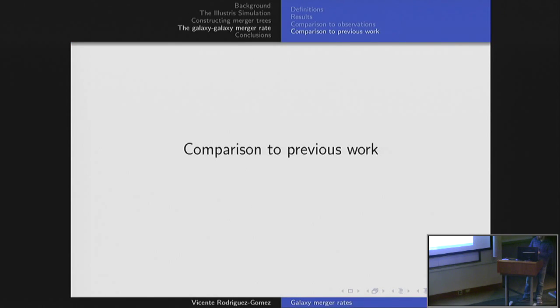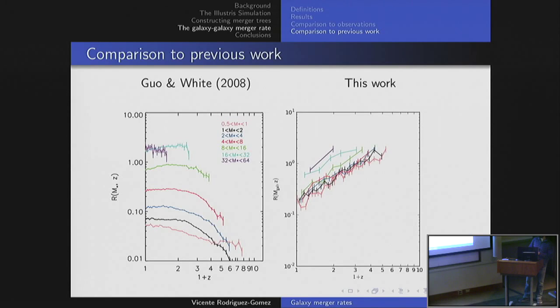And finally, how does this compare to previous theoretical work? This is from one of the most famous attempts of measuring the galaxy merger rate in the past. So here you're looking at essentially the major merger rate as a function of redshift for different descendant masses. These are the most massive ones. These are the least massive ones. The units are a bit different, but if we use the same units as they did, then we find something strikingly different. Essentially here it was found that the galaxy merger rate has a very weak redshift dependence with a strong mass dependence, and we find the opposite. We find a strong redshift dependence and a weak mass dependence. So that was quite a surprise.